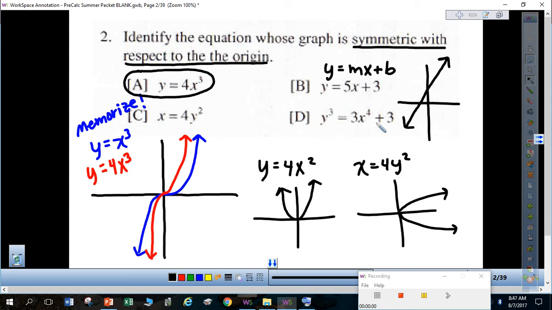And then this one has all sorts of things going on. We have y to the third power. If we cubed root both sides to get y by itself, it's just going to be pretty messy and complicated. And this is actually not even a type of graph that we commonly use or that we would need to be familiar with at all. So we can also eliminate that one.